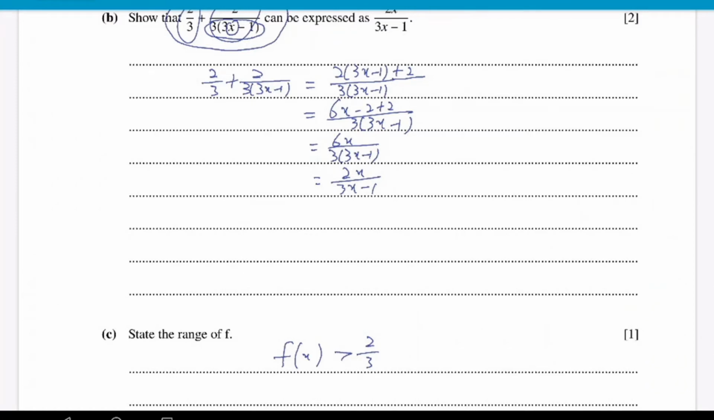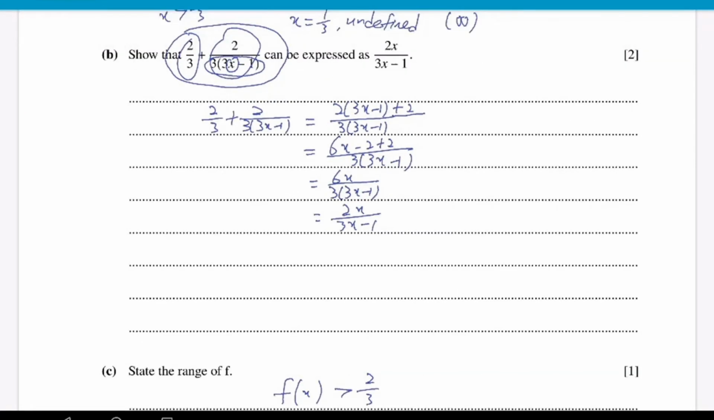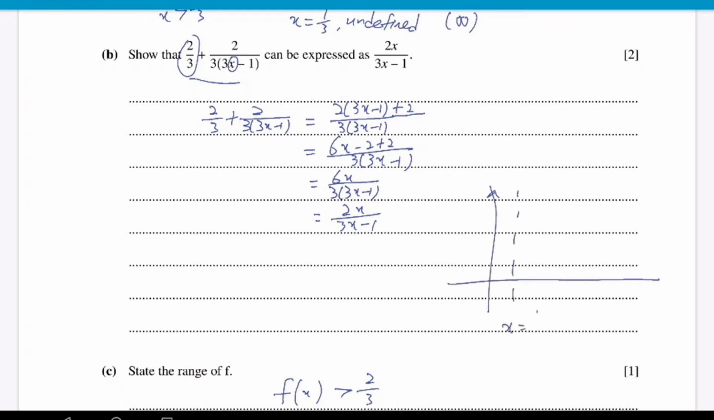Okay, so this is what we actually have for this question here. If you never learned the rational graph before, then of course you can use this kind of method. But if you have already learned about the rational graph, this is a graph that you can plot very easily, right? 2 over 3 is the asymptote, and 1 over 3 is the asymptote as well. So you get a curve like this, x equals 1 over 3, and the y here is 2 over 3. You just need to look at the behavior and you know that the graph should look like this.